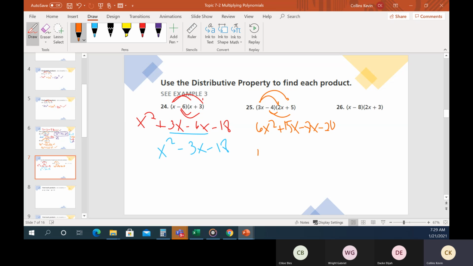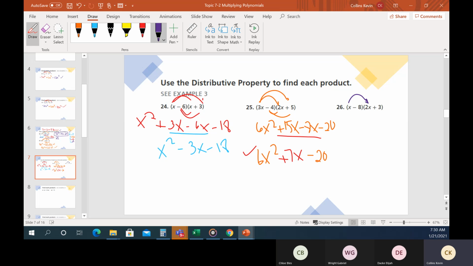So same deal. We've got an x squared term to bring down. We've got a number term to bring down. And then we've got the 2 in the middle that we can put together. So we got 15 minus 8, that's going to be plus 7x. There's your answer. Okay. Piece of cake. So one more on this page.